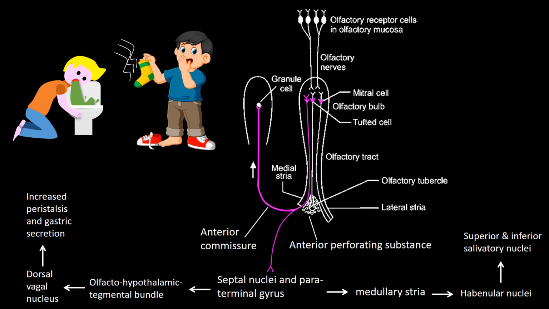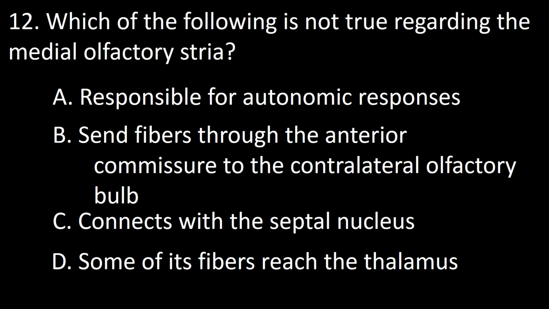Or they go via the medullary stria to the habenula, where they make contact with neurons that send axon to the superior and inferior salivary nucleus. So the answer to this question is D.